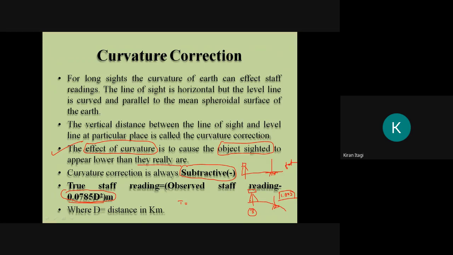The correction is 0.0785 d square. What is d? It is the distance between the instrument and the staff, in terms of kilometers. After deducting, say it is 1.005 minus the correction of 0.005. After doing all the correction I have got the true reading as 1.000 meter. This is the effect due to the curvature.